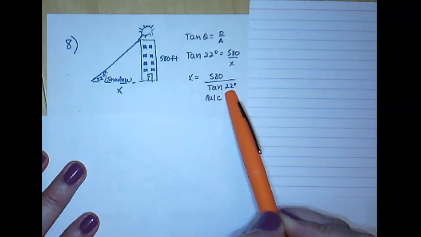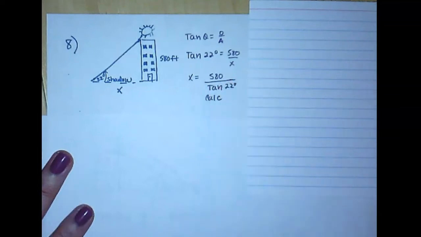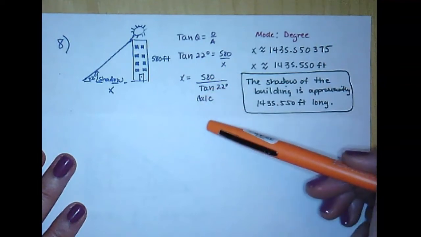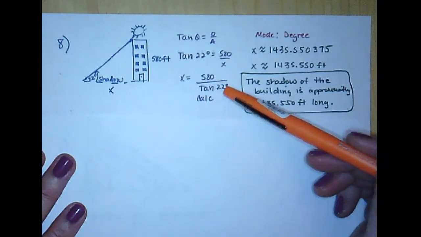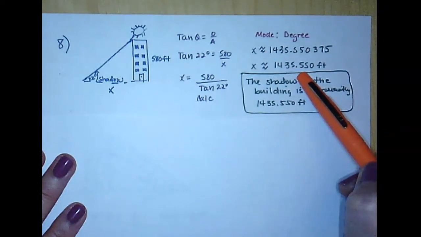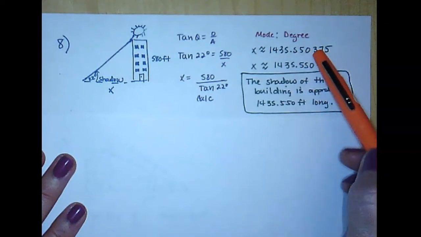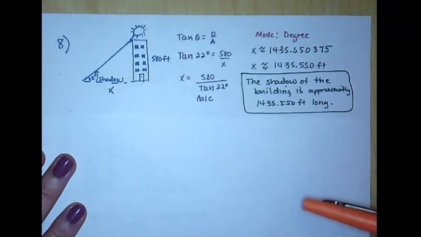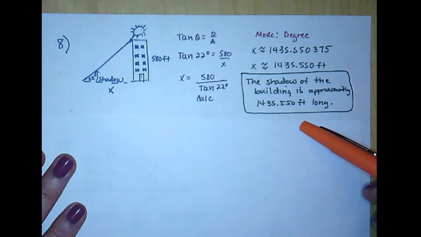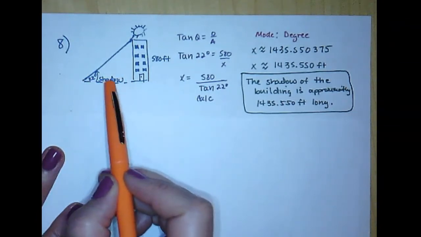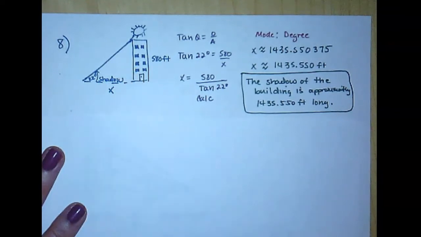So this is what I'm going into my calculator with. And I plug that in, and I am in degree mode because I'm dealing with the degree angle here. And so I get this on my calculator, which, when I round it to 3 decimal places, is 0.550, because 3 is less than 5, so we won't change that. And we do need the 0 because we're supposed to be to 3 decimal places. The shadow of the building is approximately 1435.550 feet long. So the shadow, that's this part right here, is about 1,435.55 feet long. All right.